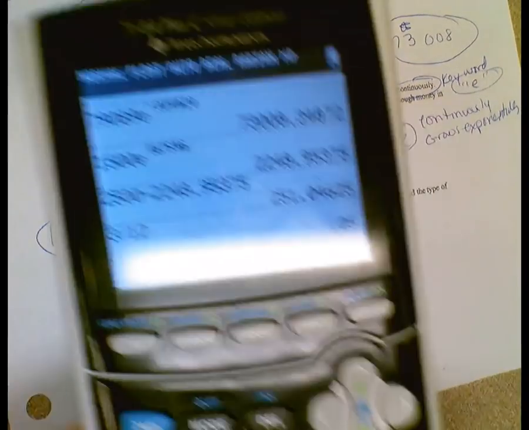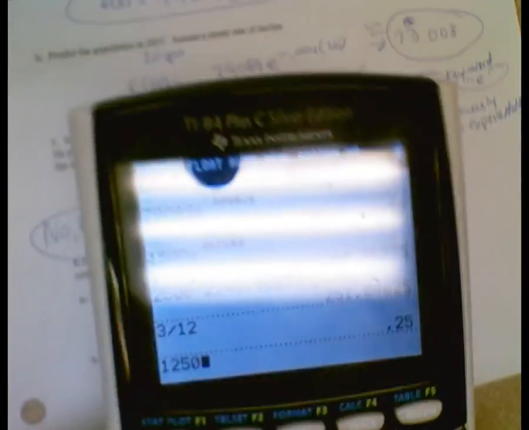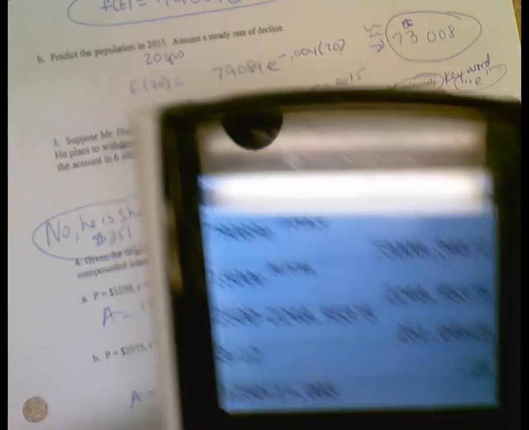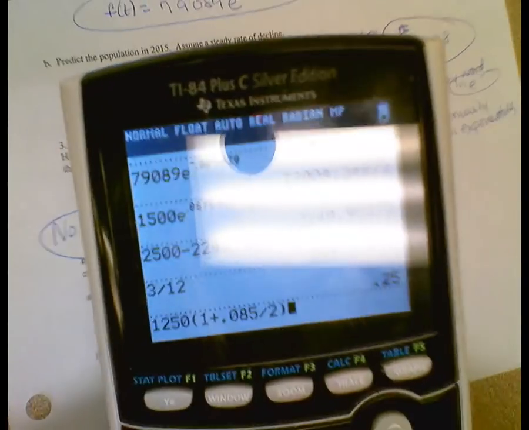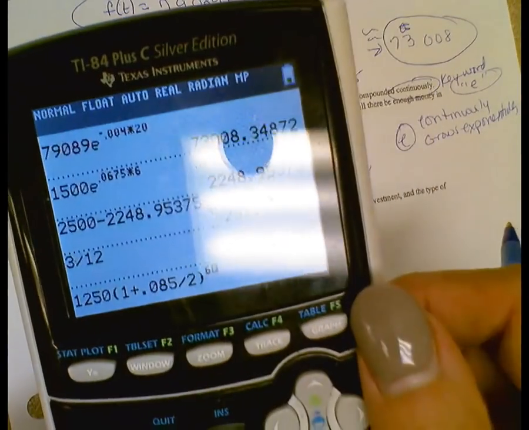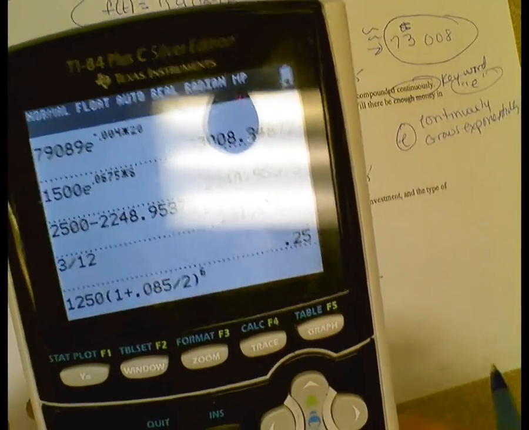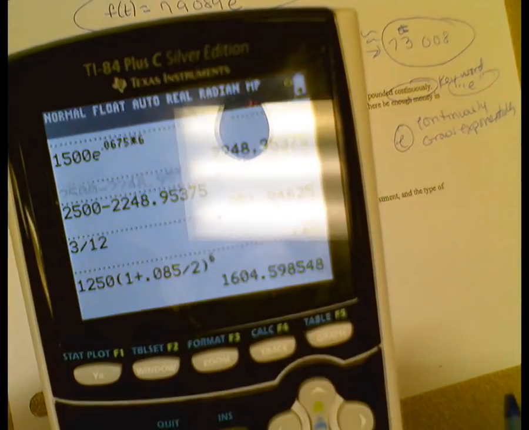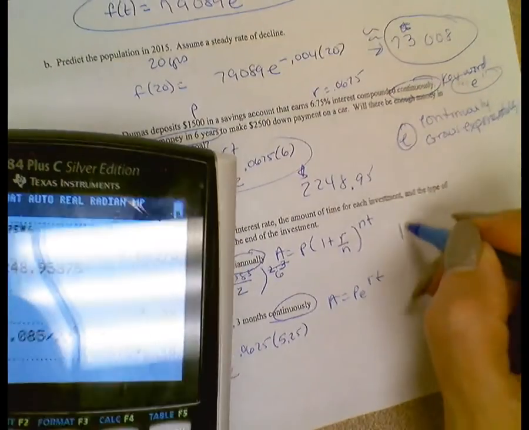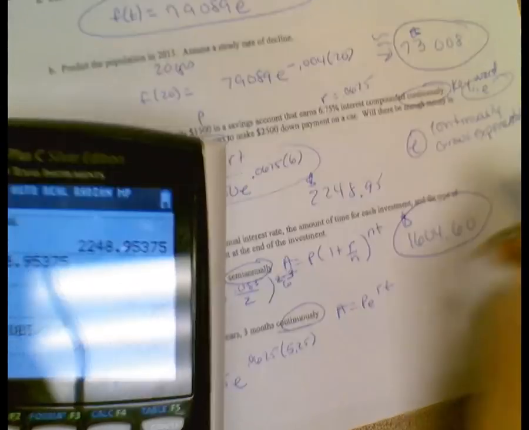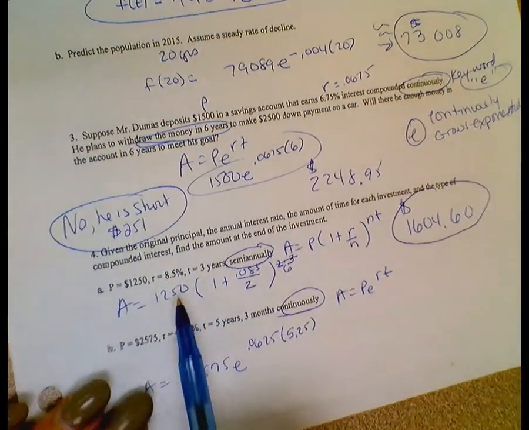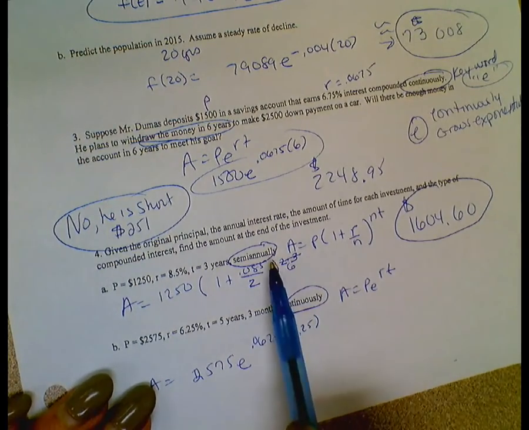So this first one is 1250 times 1 plus 0.085 divided by 2, raised to the 6th power. So this one's going to have $1,604.60. So you went from 1,250 to this, semi-annually.